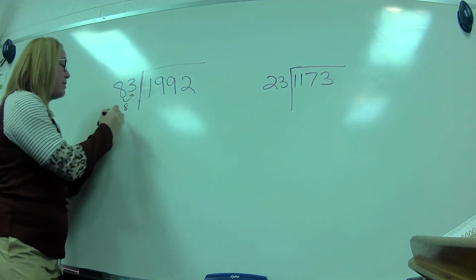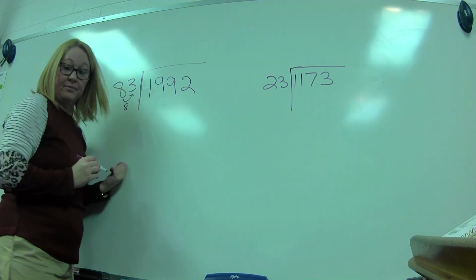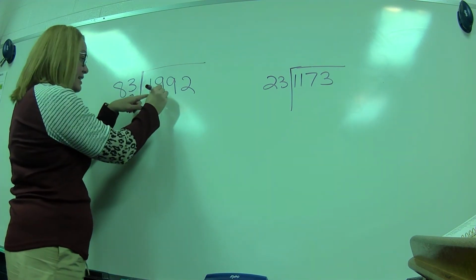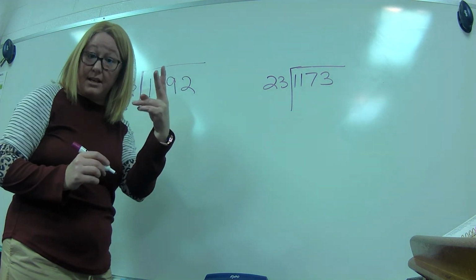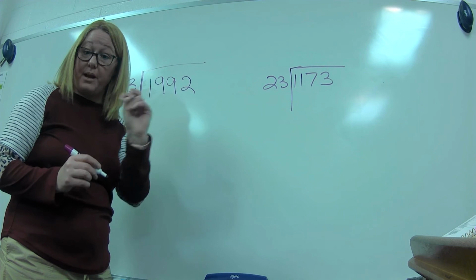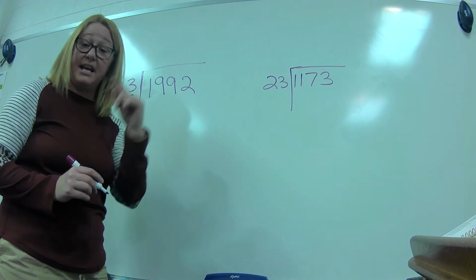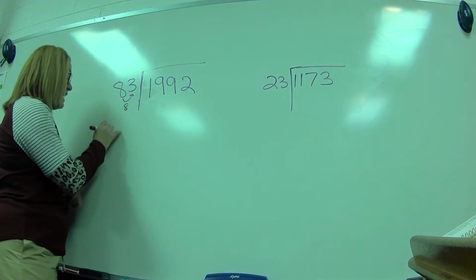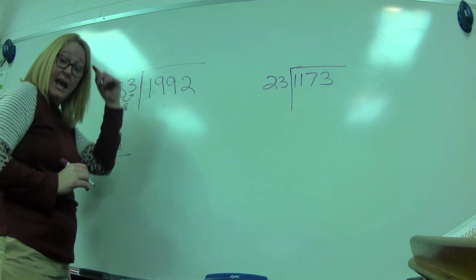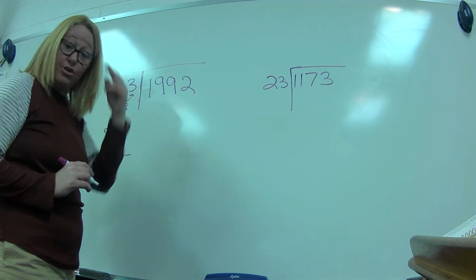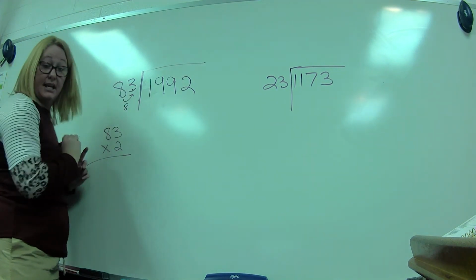All right, so I asked myself, can 8 go into 1? No, but it can go into 19: 8, 16, and 24. 24 is too big, but 8 times 2 is 16. So I need to do 83 times 2. All right? 8 gave me somewhere to start to know to do 2, but my whole divisor is 83.